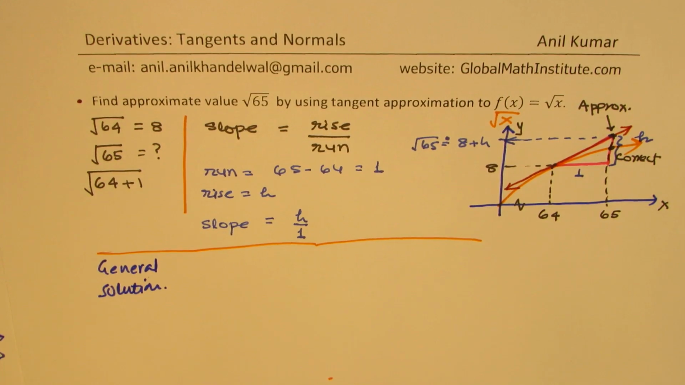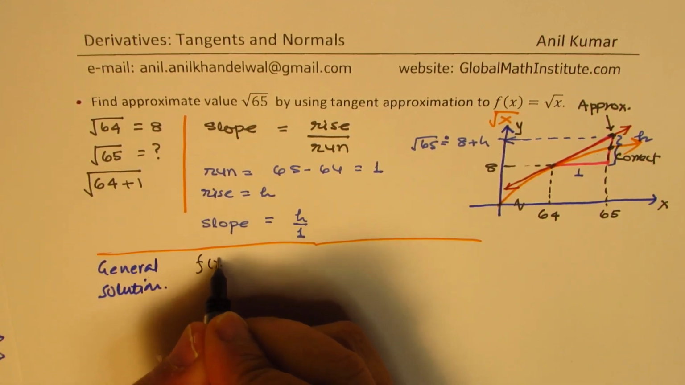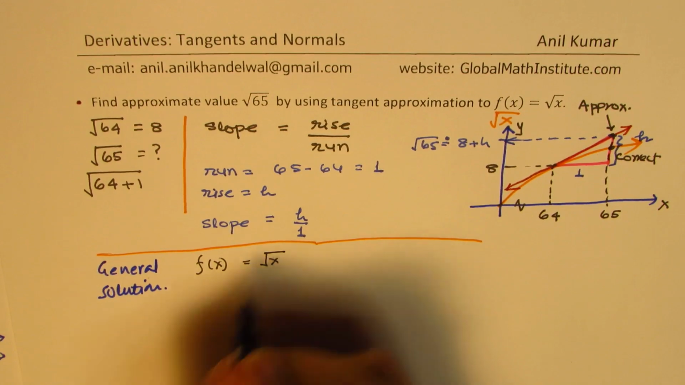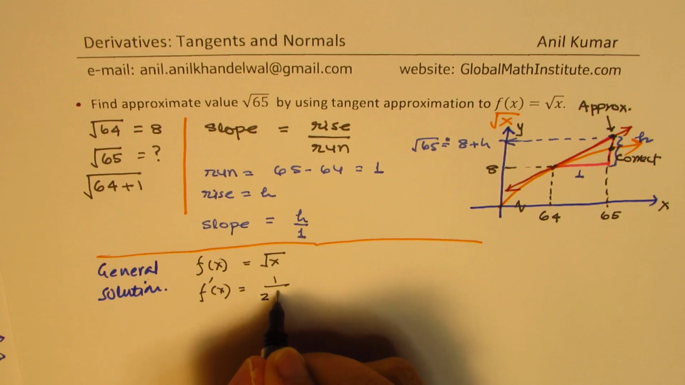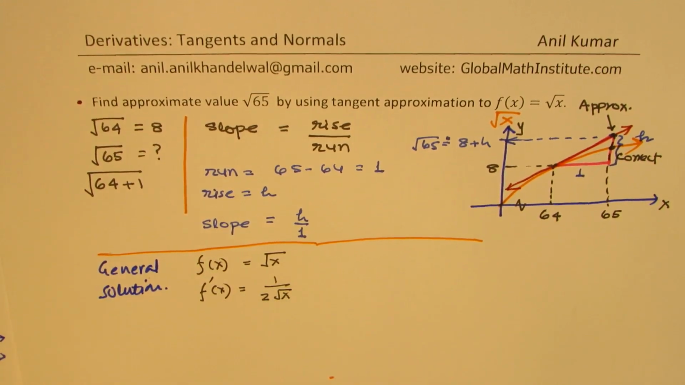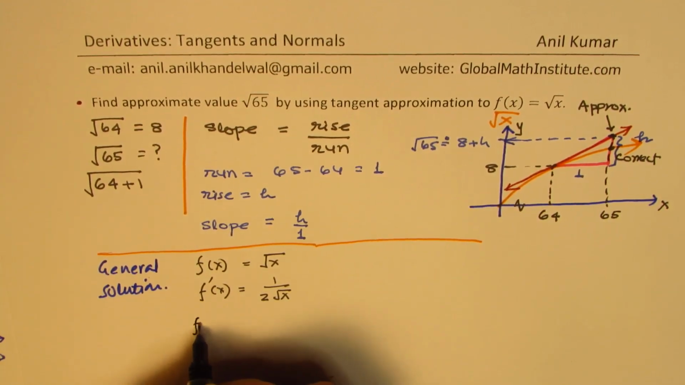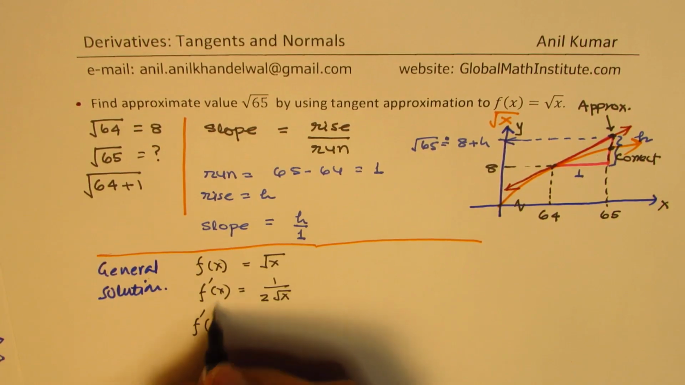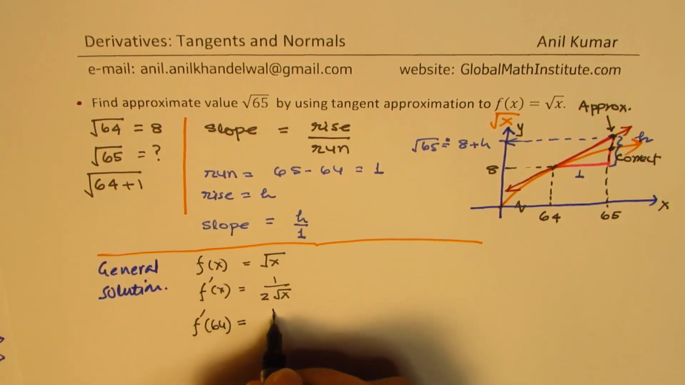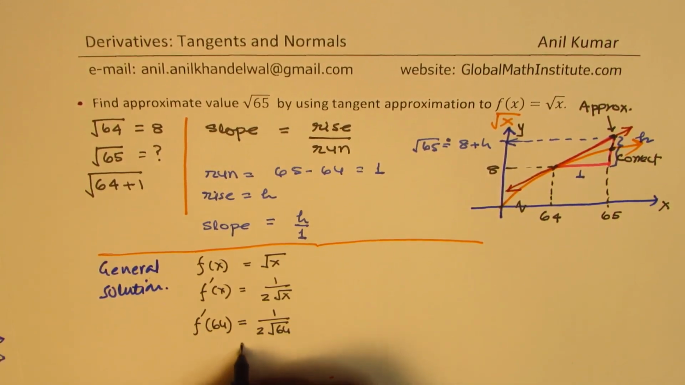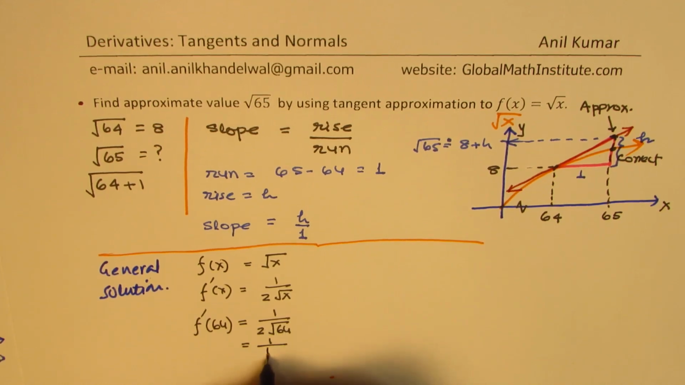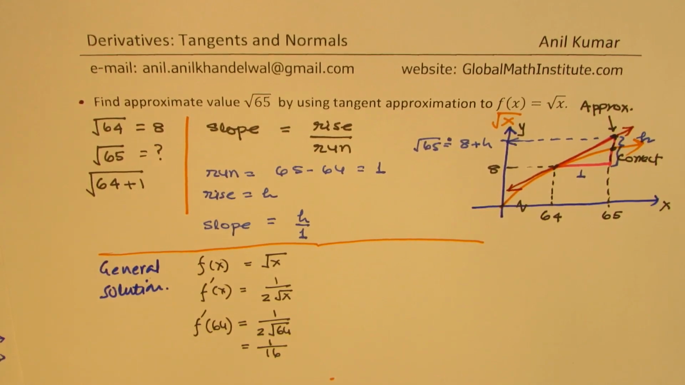So what we normally do is that we are given a function f of x, which in this case is square root of x, right? So the derivative of this function is 1 over 2 square root of x. So that is the slope, right? So in our case, the derivative at x equals 64 is going to be 1 over 2 square root of 64, which is equal to 1 over 2 times 8, which is 1/16. Is that clear to you? Right? So we have the slope of 1/16.